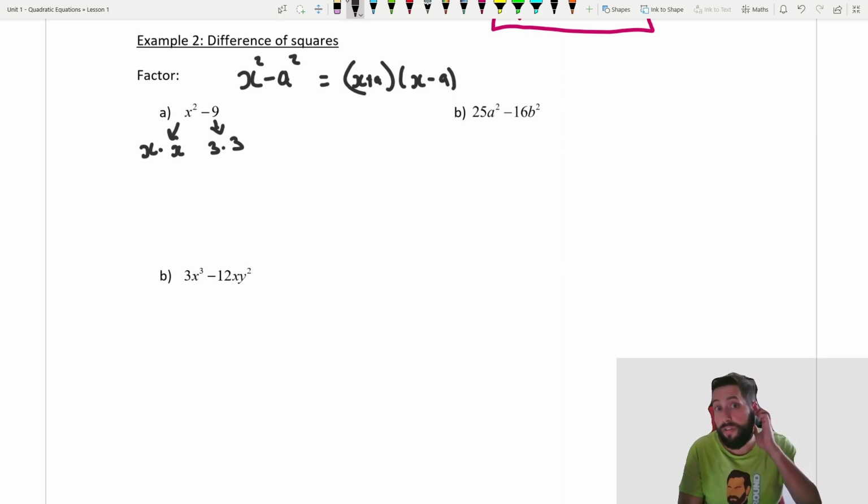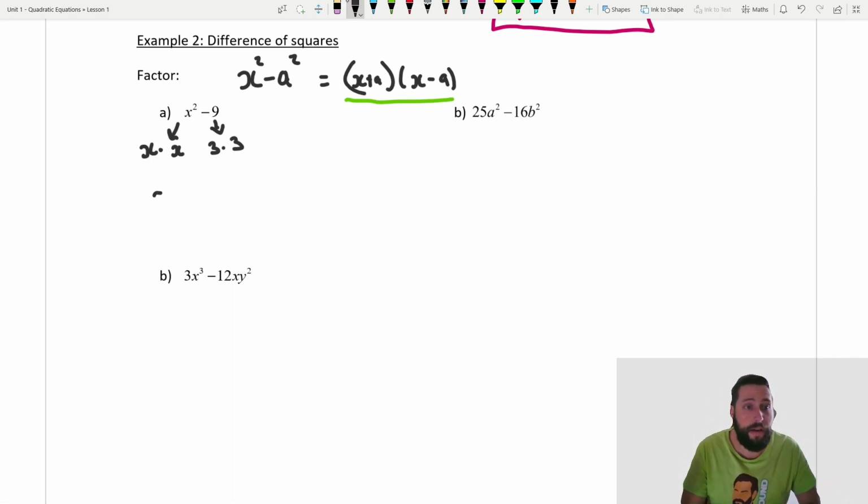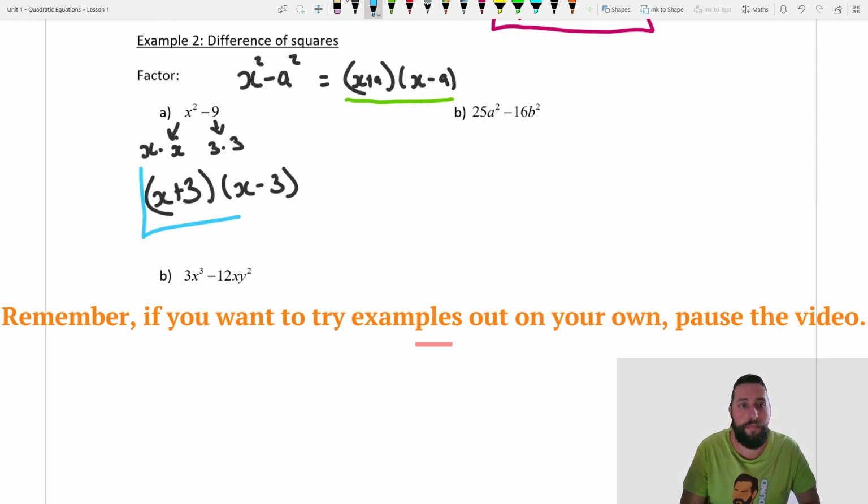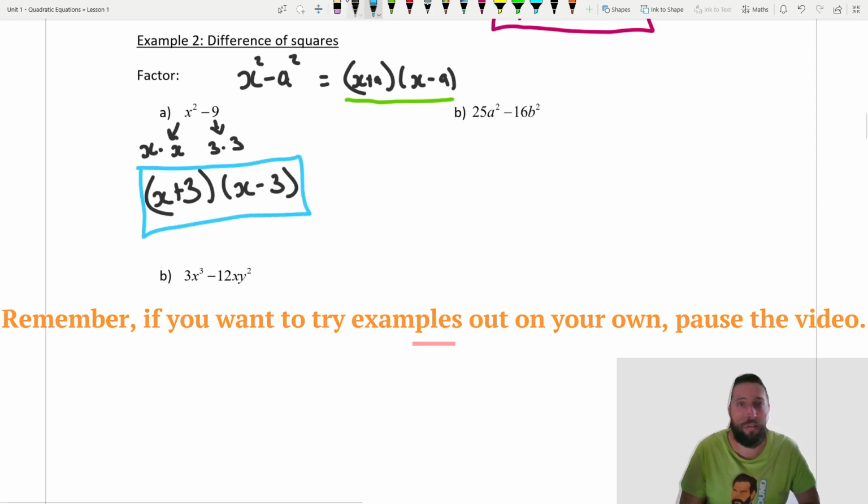We just need to put it in the form of, as we see written at the top here. We need to make it look like this. Okay, so it's going to be x plus 3, and then x minus 3. There you go. That is your difference of squares.